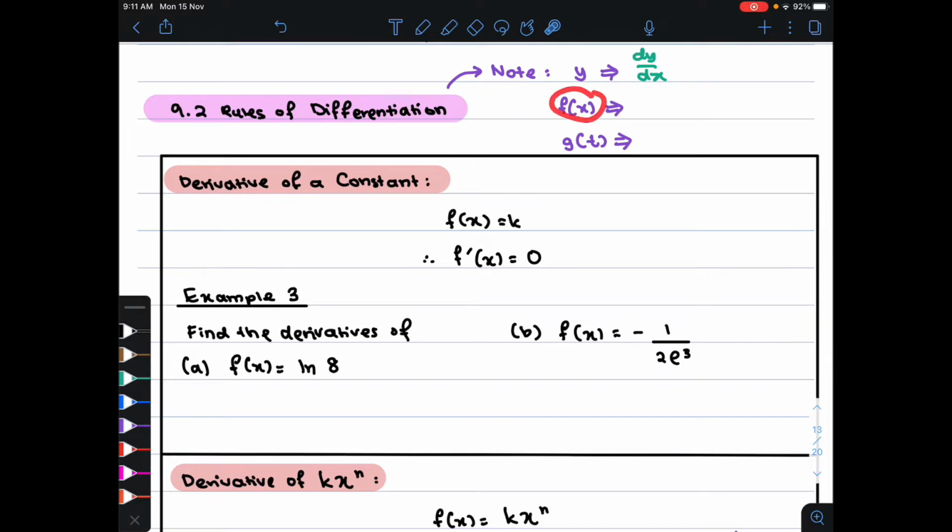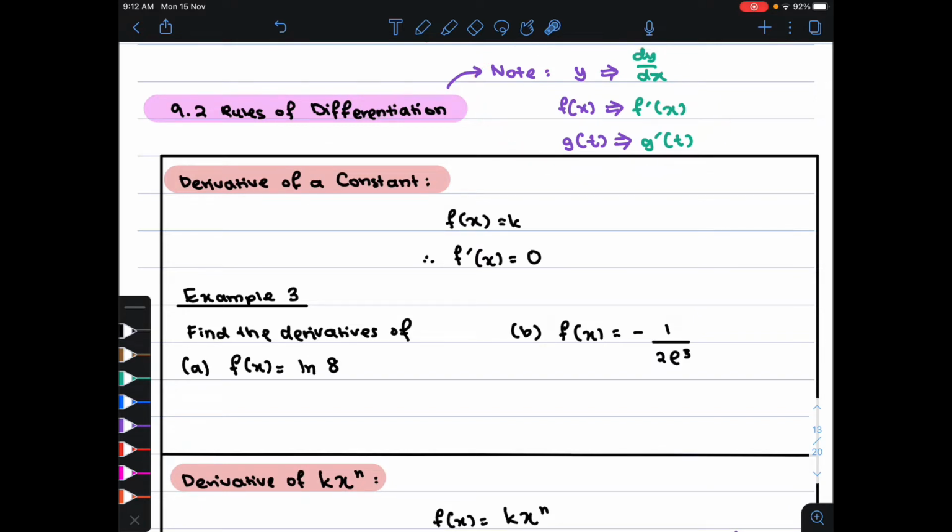For example, if you have f(x), when you differentiate f(x), you will get f prime x. Now, let's say we have g(t). g(t) means it is a function with respect to t. For example, maybe g(t) equal to 2t squared plus t. If we differentiate g(t), its derivative is g prime t. So that is how you write the derivative of different types of functions.